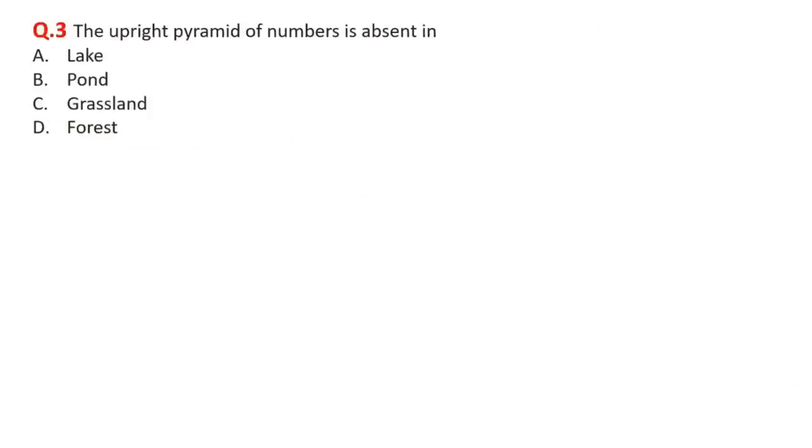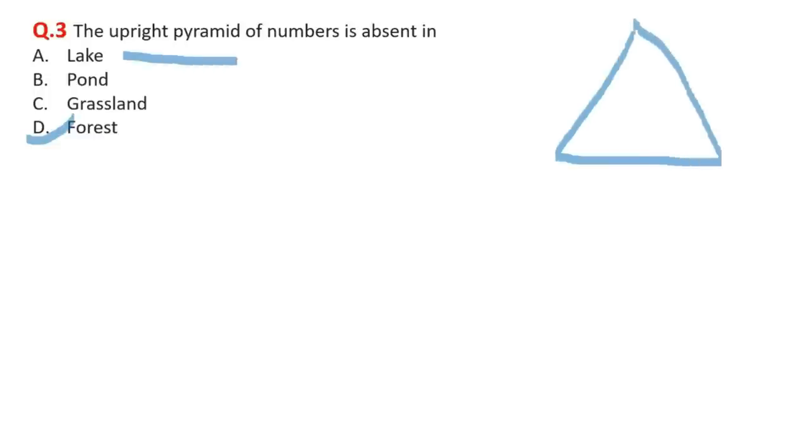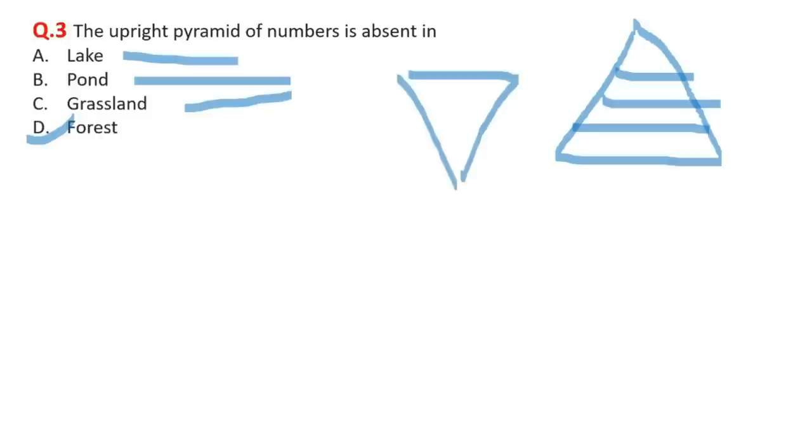The upright pyramid of numbers is absent in: lake, pond, grassland, forest. So here the correct answer is option D, that is forest. This is an upright pyramid. In lakes, ponds and grassland, the pyramid is in this shape only. But if you see the forest, it is a combination of upright as well as inverted.